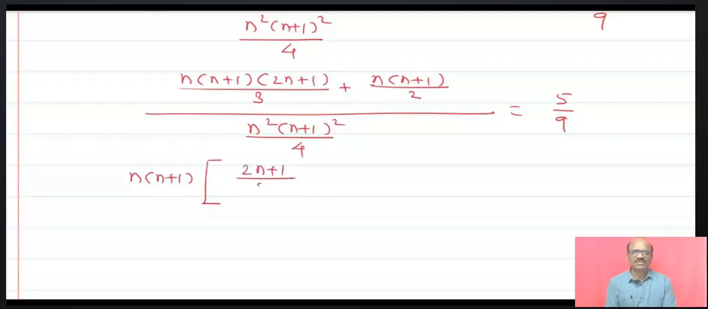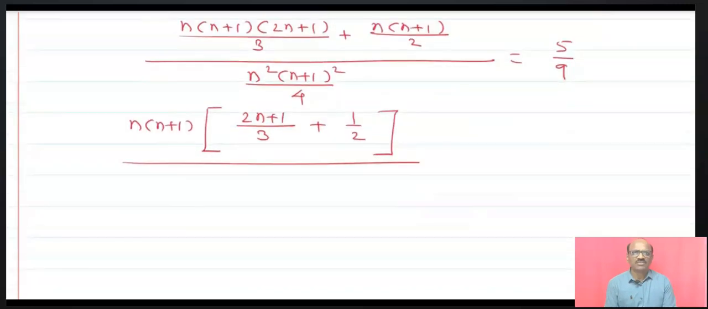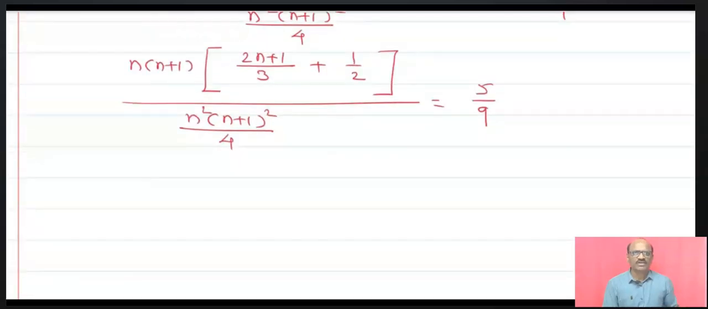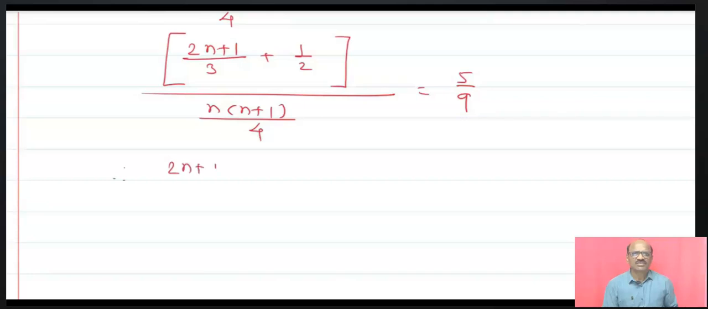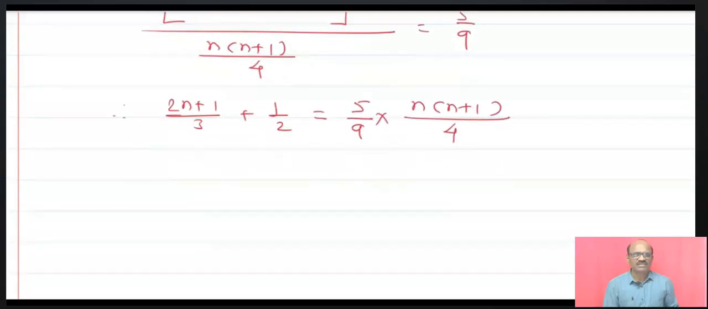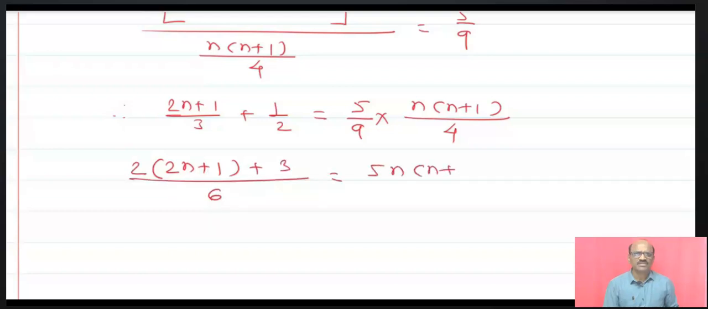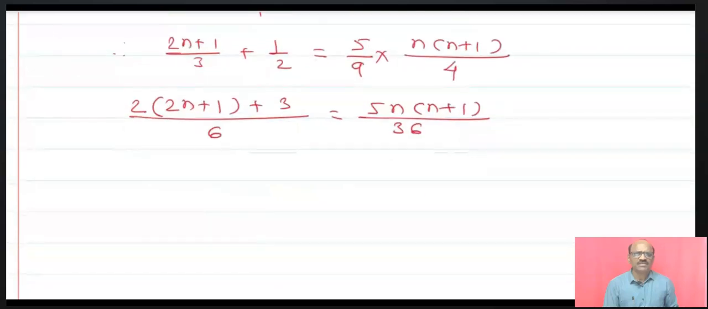Therefore, n into (n plus 1) we will take common, and then in bracket you will get (2n plus 1) upon 3 plus 1 upon 2, over n square (n plus 1) whole square upon 4, equals 5 upon 9. It's a normal simplification. You can cancel it. Now in this case it's not necessary. We are making the cross multiplication: 2 in bracket (2n plus 1) plus 3 upon 6, equals 5n in bracket (n plus 1) upon 36.